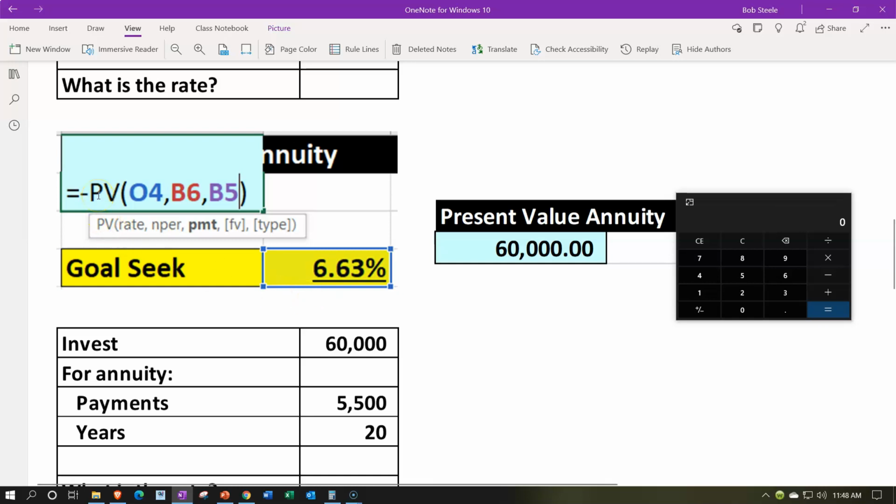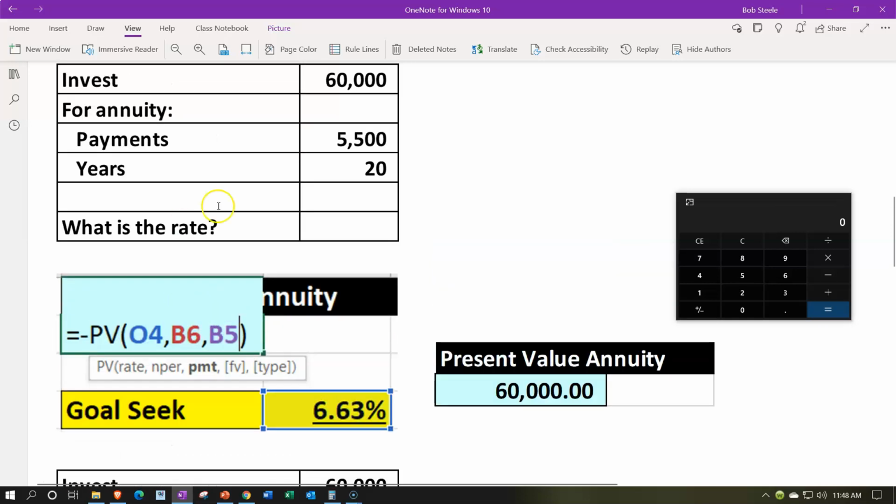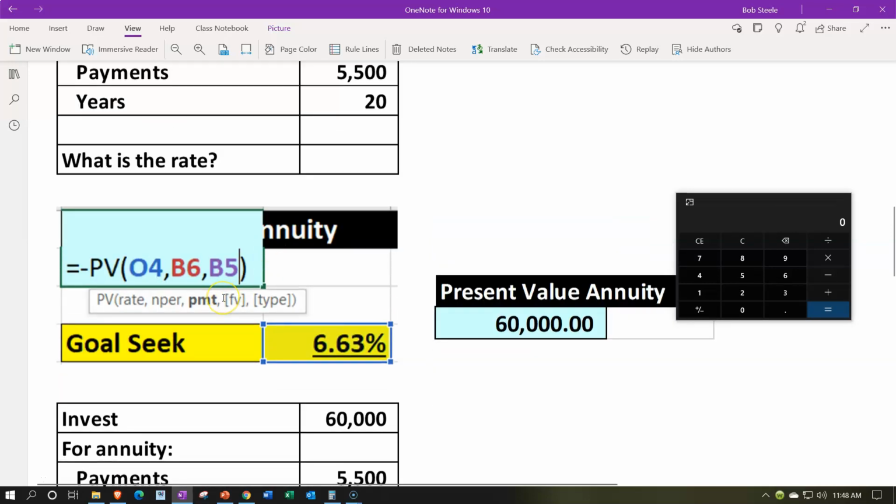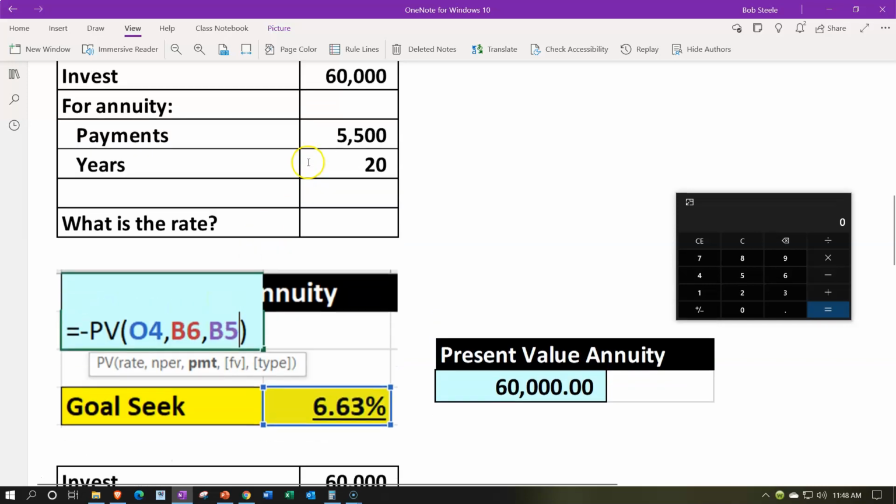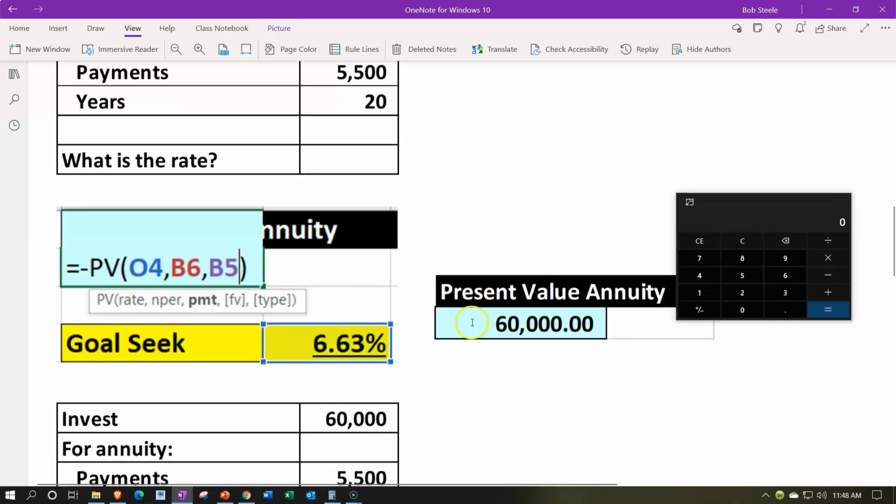Then we're going to say present value, the rate, that's what we don't know, would be pointing to this cell, which would have some guessed number like 5 in it, comma, the number of periods, which would be the 20 up top, and then comma, the payment, which would be the 5,500. Then enter, it would give us some result.